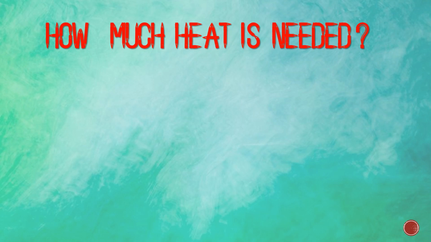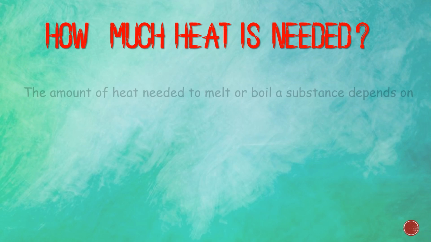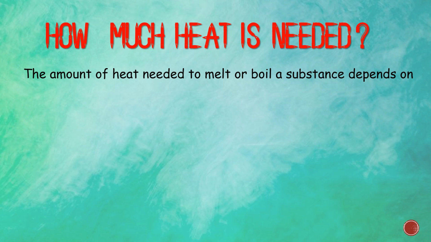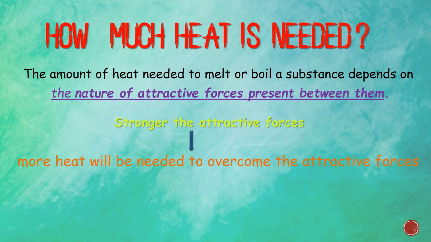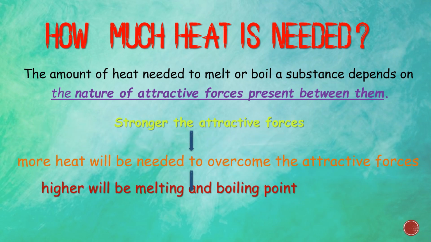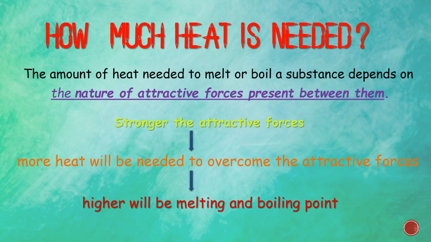We know that different substances have different values of melting and boiling point. In order to predict such values, we must know that the amount of heat needed to melt or boil a substance depends on the nature of attractive forces present between them. Hence, stronger the attractive forces, more heat will be needed to overcome the attractive forces, and higher will be the melting and boiling point. So far, we have discussed how heating affects the change of states.